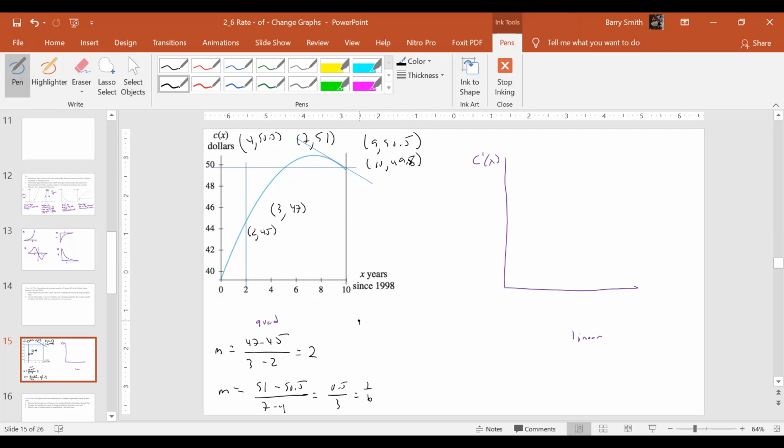And so that slope then is equal to 50.5 minus 49.8, and that's all over 9 minus 10. So we get 50.5 minus 49.8 divided by -1. So that's going to be a negative 0.7.